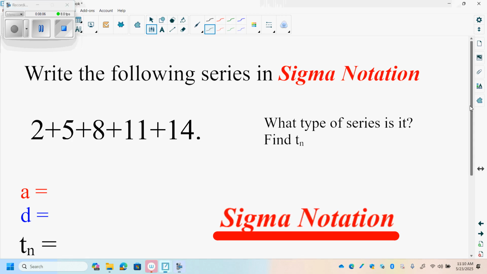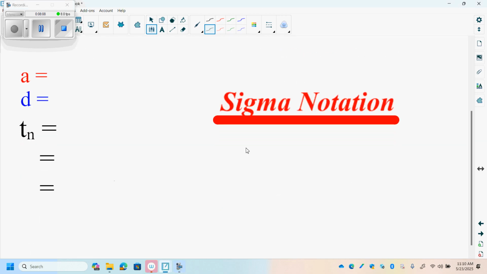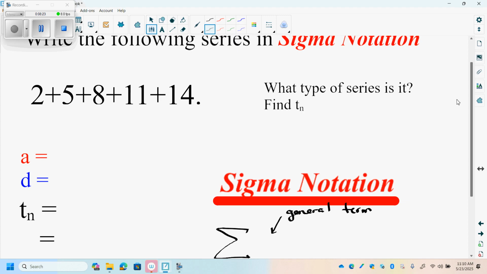When it comes to writing it in sigma notation, I know I need the Greek letter sigma. What do I put right here? What's going to go right there? The general term. Well, let's figure out what the general term is. What type of series do I have here? What is the A value? What is T1? 2. Wicked. It's the first term.